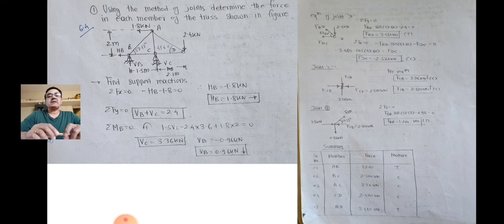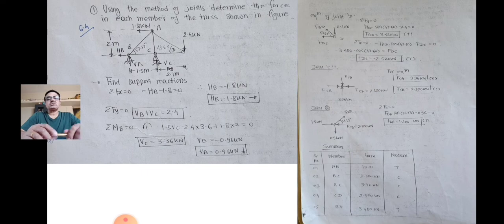Now here you can take moment about any joint, any point on the truss, but it is usual practice to take moment about one of the supports. So here we will take moment about B, and taking moment about B you can calculate the unknown reaction VC, and after finding VC one can calculate VB. Now the actual analysis starts.